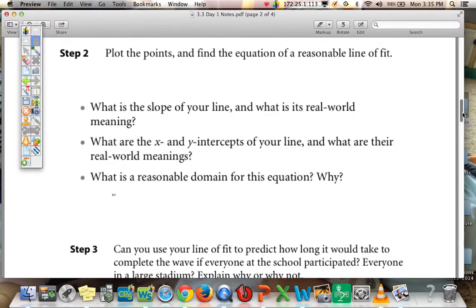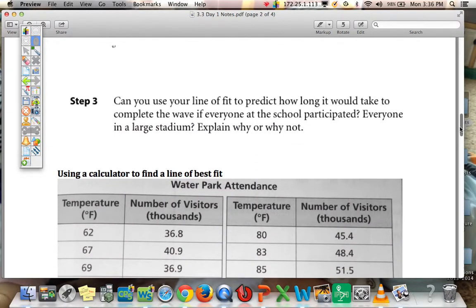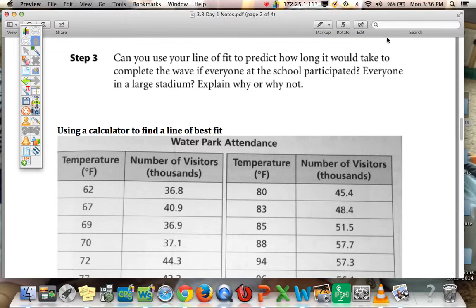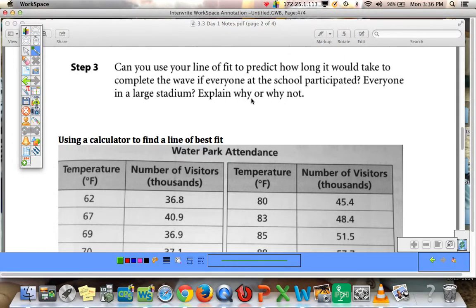Can you use your line of best fit to predict how long it would take to complete the wave if everyone in the school participated, if everyone in the large stadium participated? Explain why or why not. So again, here was our equation, 1.5 plus 0.5x. And you could use it to predict if the trend continued. So if it stayed the same linear pattern, we could use this. Here's where we would put the number of people, and then we would get our answer in time right here. So you could use it, and it would only be accurate if it followed the same trend.